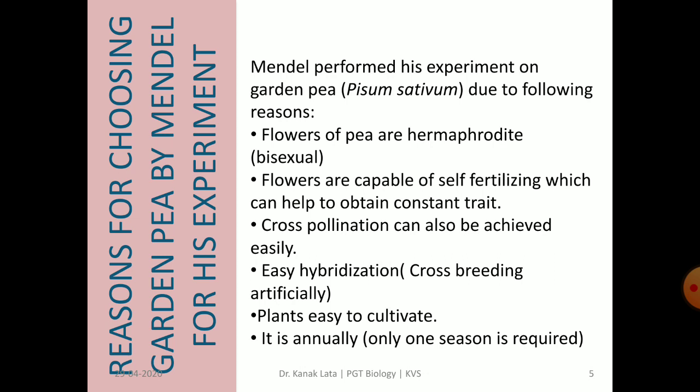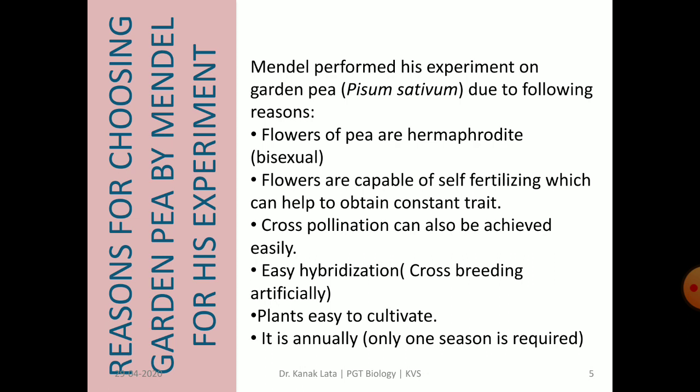Now we will see why Mendel chose the garden pea, that is Pisum sativum, for his experiment, and this is very important, it is always asked in exams. There are different reasons, we will discuss them one by one. First, pea plants are hermaphrodite, that is bisexual, also called monoecious, meaning both the male and female parts are present in a single flower.